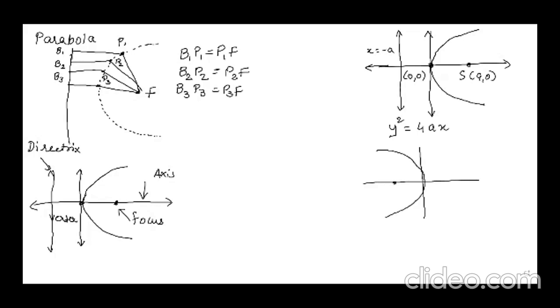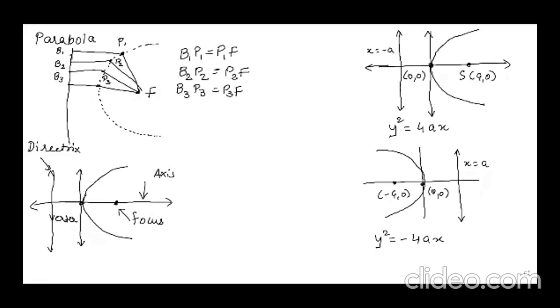If it is opening towards the negative direction of x-axis, then the standard equation will be y square is equal to minus 4ax. In that case, my focus will be at minus a comma 0, vertex will be the same 0 comma 0, whereas the equation of directrix in this case will be x is equal to a, right?